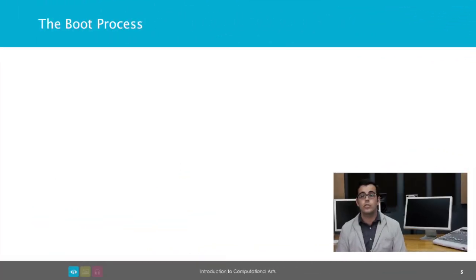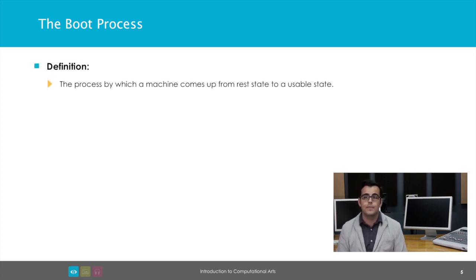The process by which a machine goes from a resting state, powered off, to a usable state, powered on and ready for input, is called the boot process. Each computer goes through a similar sequence before it becomes operational. The first step is to provide power to the machine. This is usually done by triggering the on-off switch on the computer.